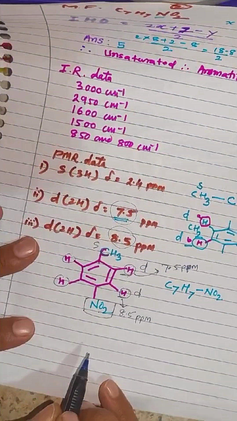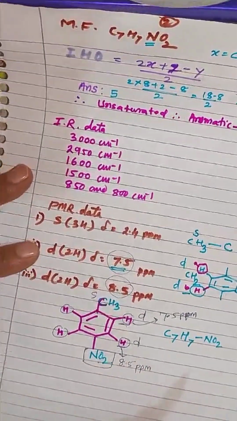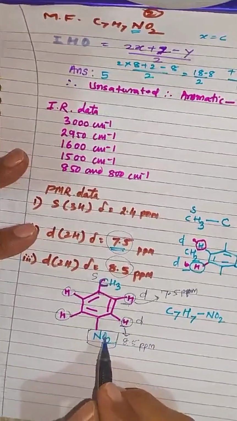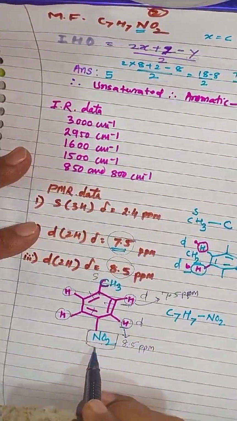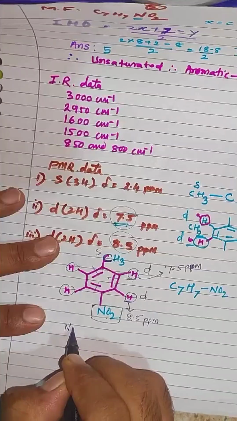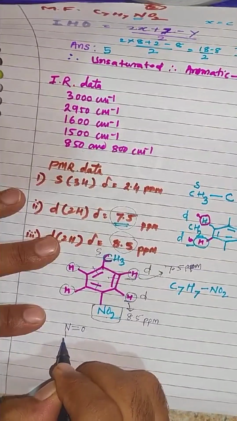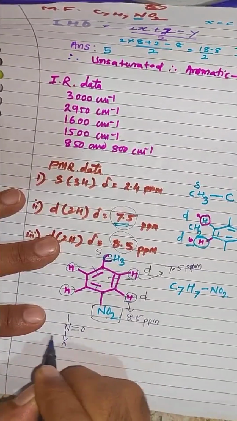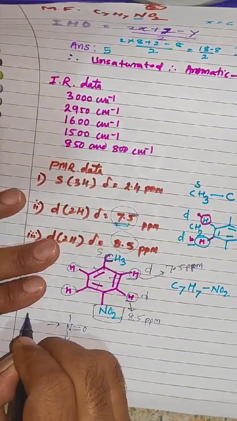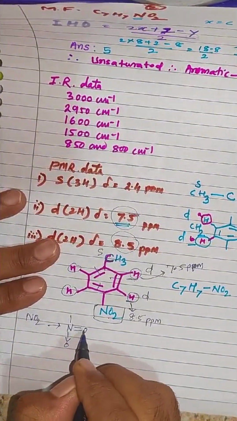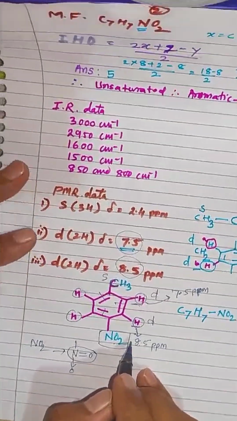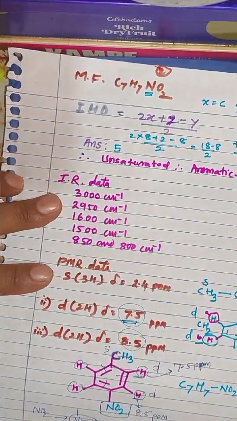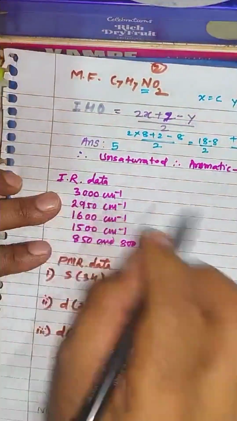So finally this is the structure. Now everything is matched, because there are 5 unsaturations: the ring accounts for 4, and in NO2 there is 1 unsaturation, because of the structure of NO2, and that's why there are 5 unsaturations. Now finally we go for the PMR data. In the PMR data, we can write it.